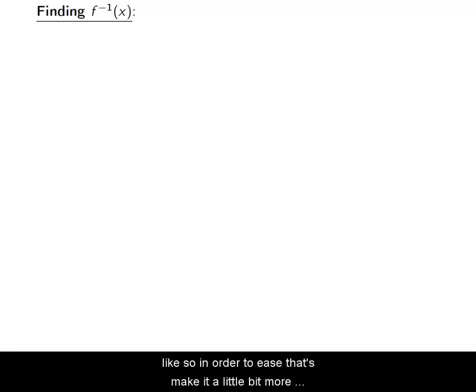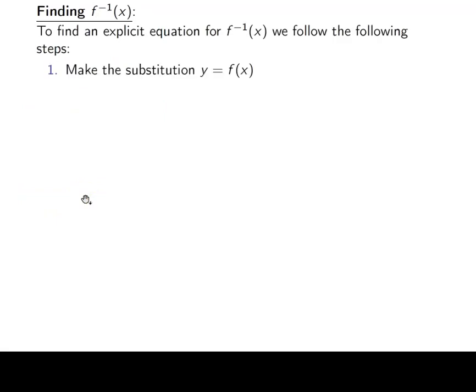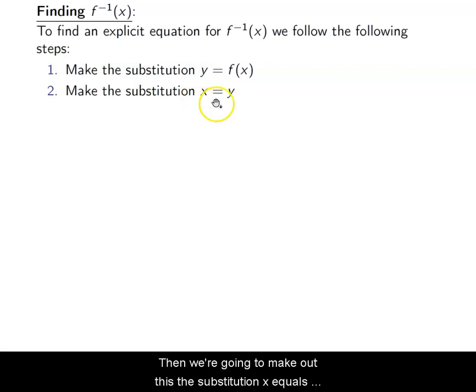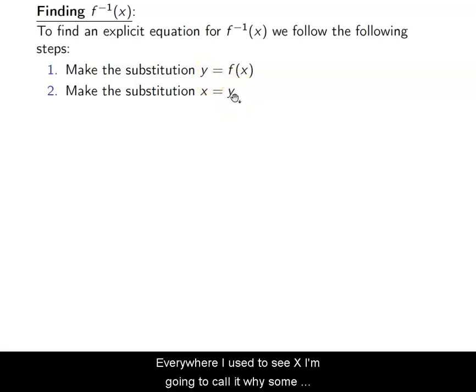So in order to make that a little more natural for the way that we solve for our functions, we're going to swap out our x's and y's. Instead of f of x equals something, let's just call it y. So we'll go back to the land of y equals some function. Then we're going to make the substitution: everywhere I see y, I'm going to call it x, and everywhere I used to see x, I'm going to call it y. So I'm swapping my variables. All my x's turn into y's, all my y's turn into x's.